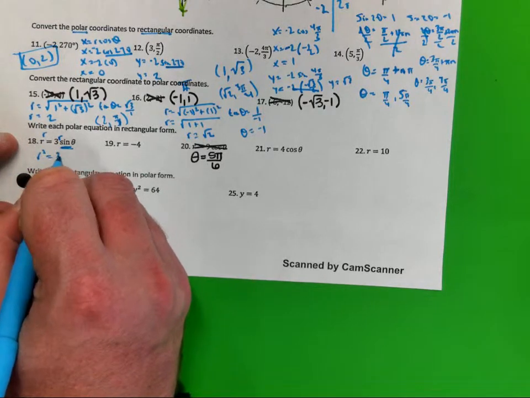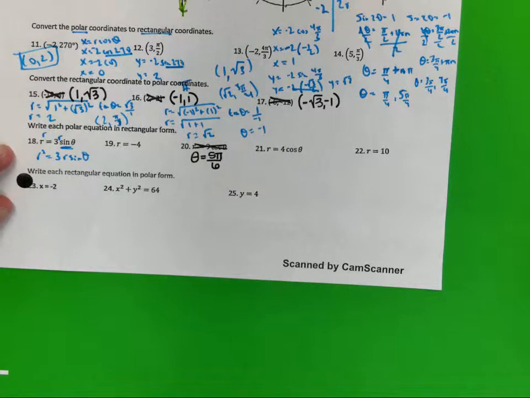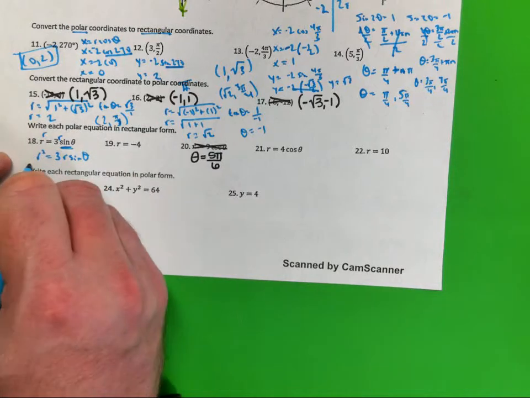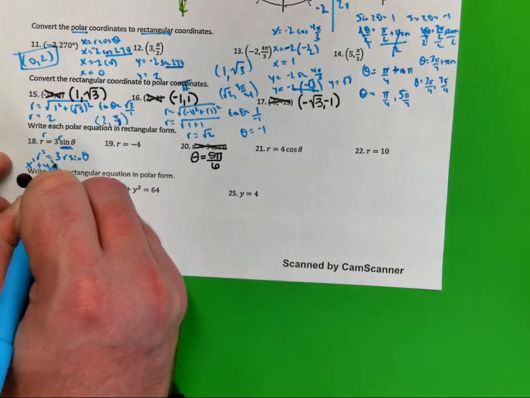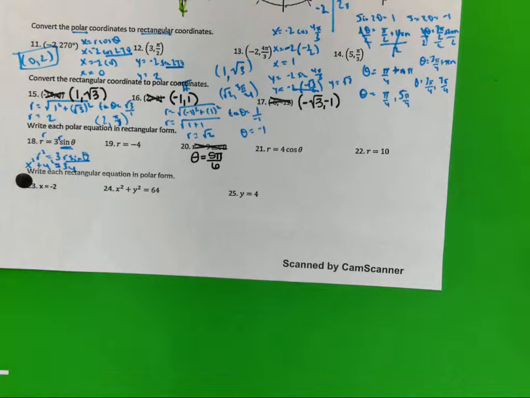That's r squared equals 3 r sine theta. Multiply both sides by r. Now I can replace r squared with what? X squared plus, and then r sine theta could be what? 3y. There's your answer.